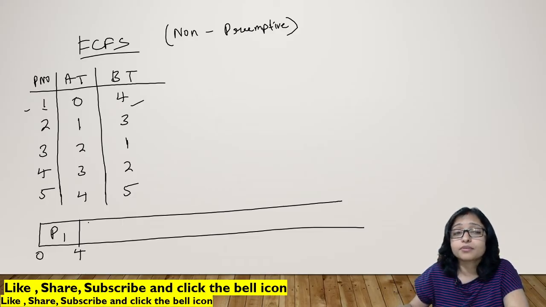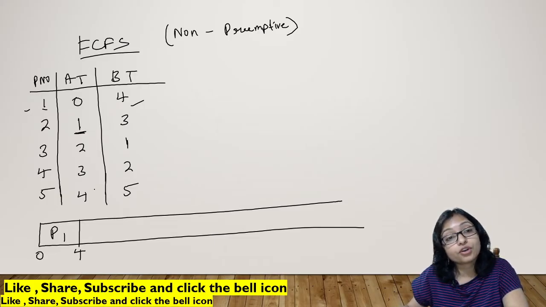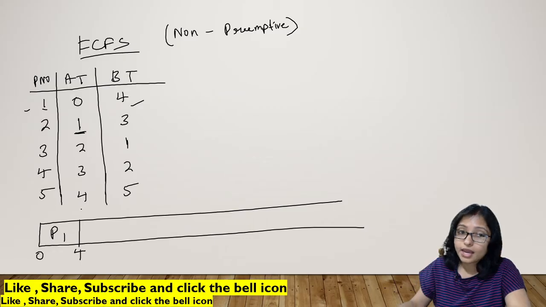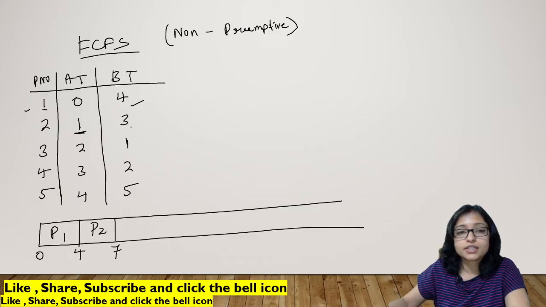At the 4, maybe you are thinking, after that who arrived? P2 arrived already at 1, but now it is getting the chance at 4. So P2 gets the chance, and P2 will execute till 7, because 4 plus 3 is 7.